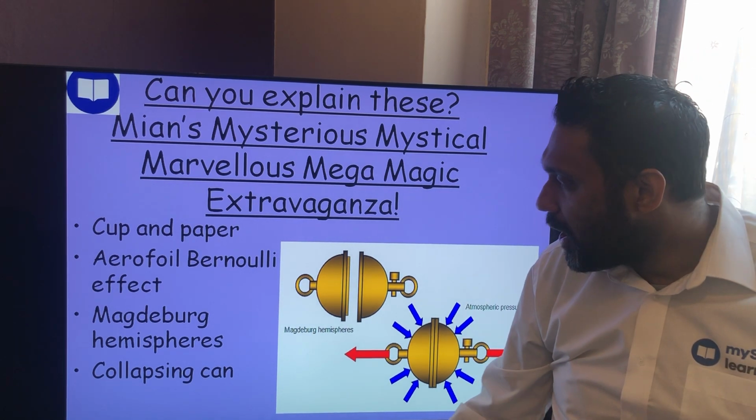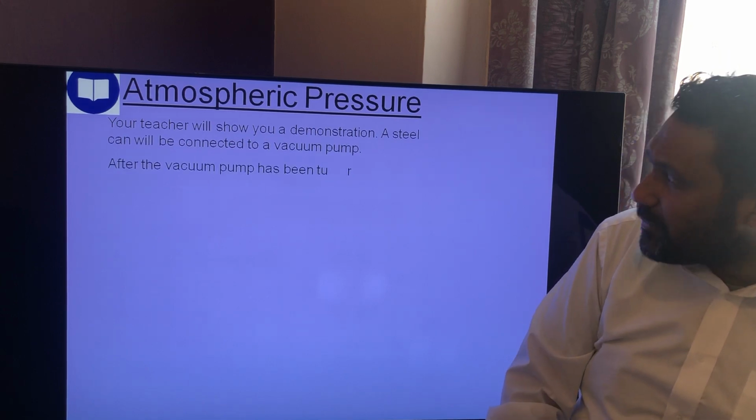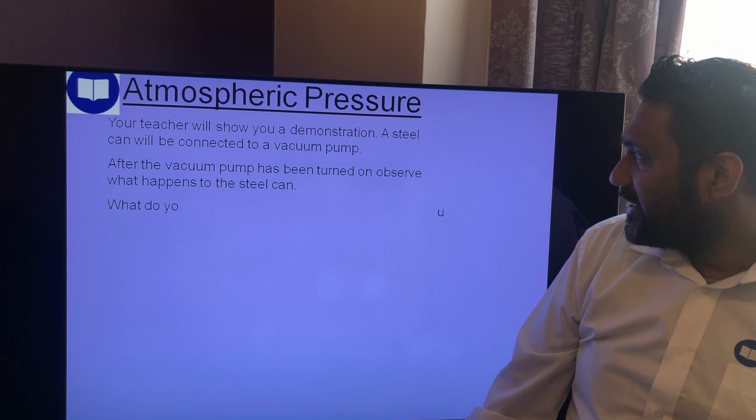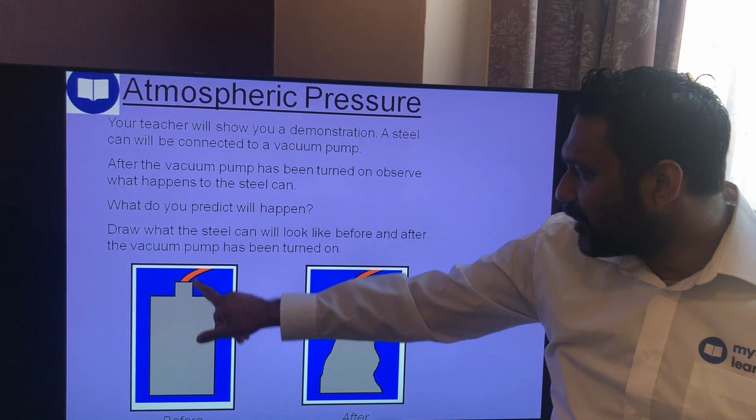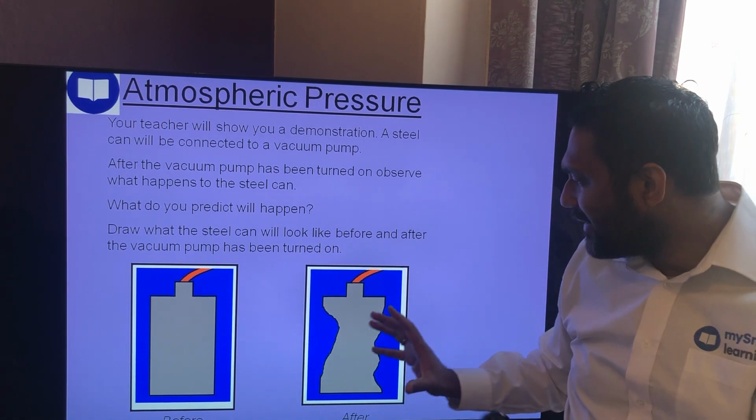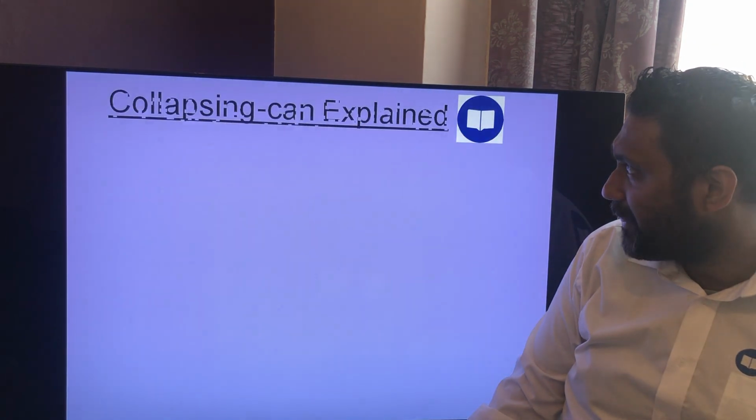And that's the power of air pressure. Another way of showing you the atmospheric pressure using a vacuum is the collapsing can experiment. You get a can, put a vacuum on it, and suck all the air out so it becomes a vacuum inside, and you'll see the can starts to crush. It's the crushing can, or the collapsing can experiment.